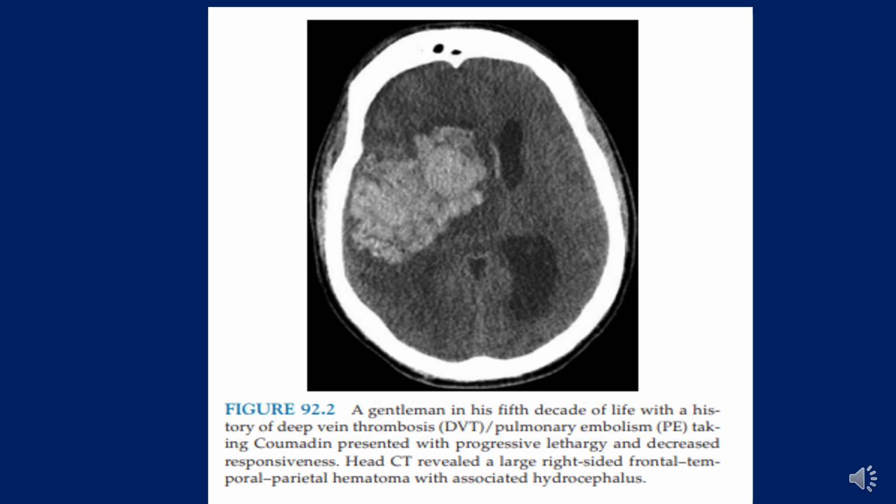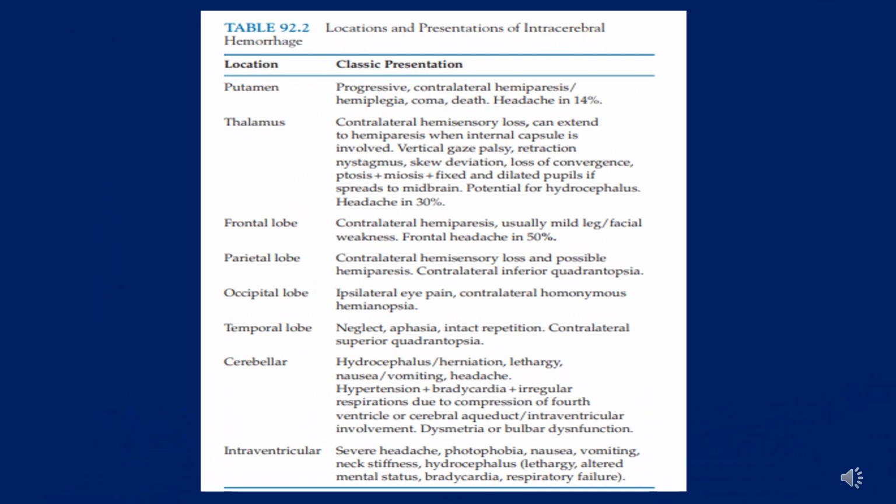Pause the video and carefully scrutinize Figure 92.2 illustrating a gentleman in his 5th decade of life with a history of deep vein thrombosis or pulmonary embolism taking Coumadin who presented with progressive lethargy and decreased responsiveness before advancing to the next slide. Pause the video and carefully scrutinize Table 92.2 summarizing the locations and presentations of intracerebral hemorrhage before advancing to the next slide.